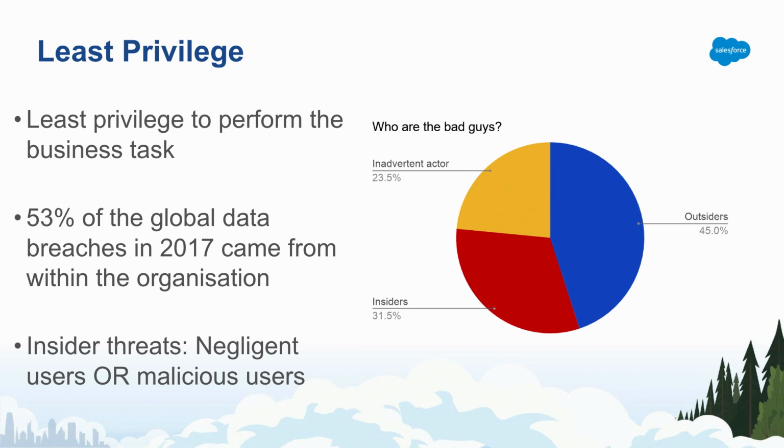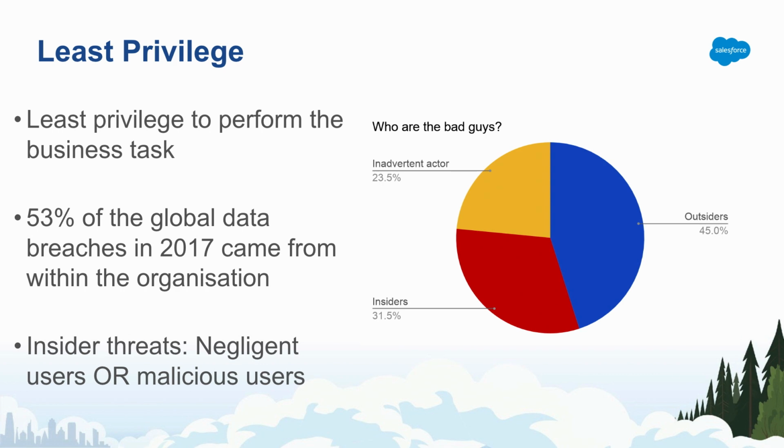And the last principle is least privilege. So least privilege basically means that people who have access to your org should only have access to the data within the org if they require that access to do their business duties.